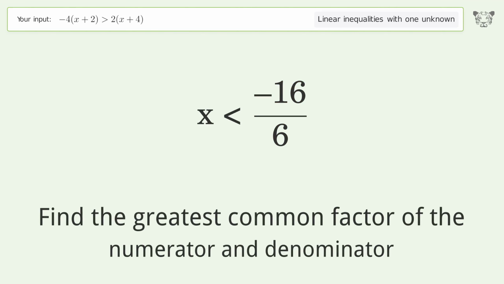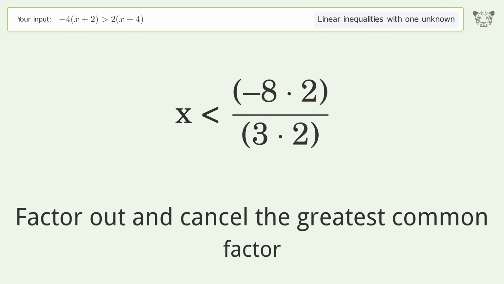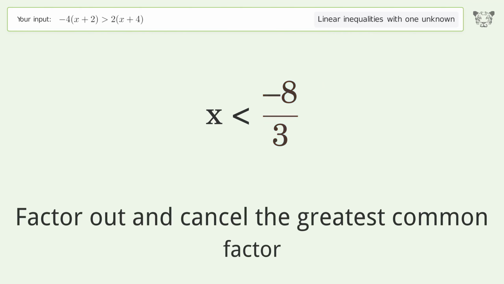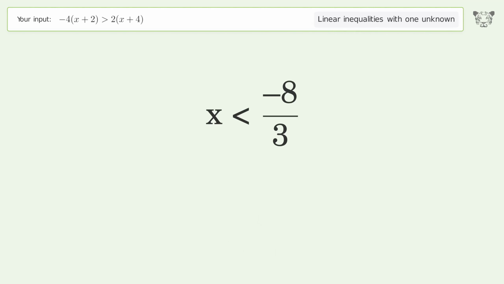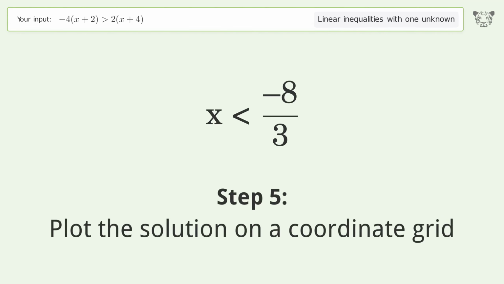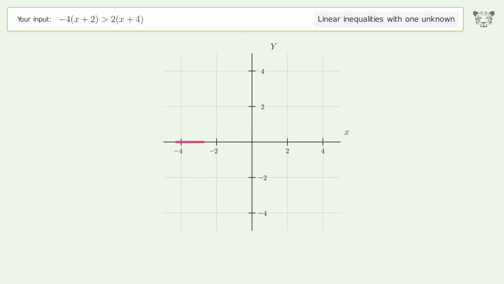Find the greatest common factor of the numerator and denominator. Factor out and cancel the greatest common factor. Plot the solution on a coordinate grid. And so the final result is x smaller than -8/3 smaller than -22/3.